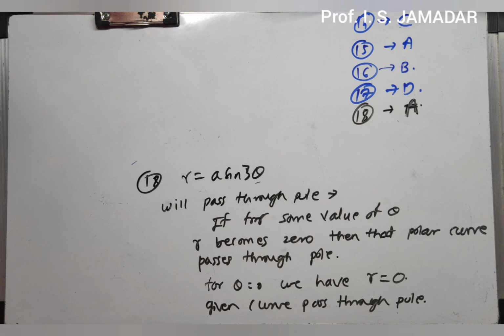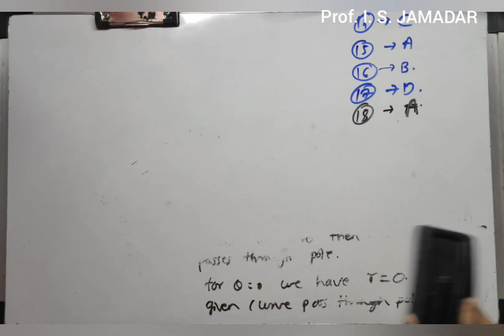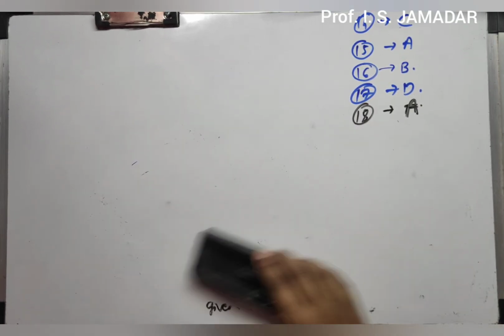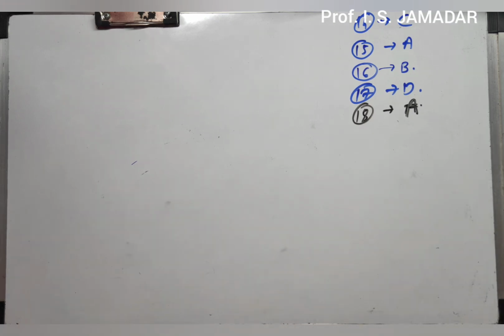So here they asked two things, about symmetry and also about the pole, whether the curve is passing through the pole or not. This is question number 18. Okay, let's go for question number 19.